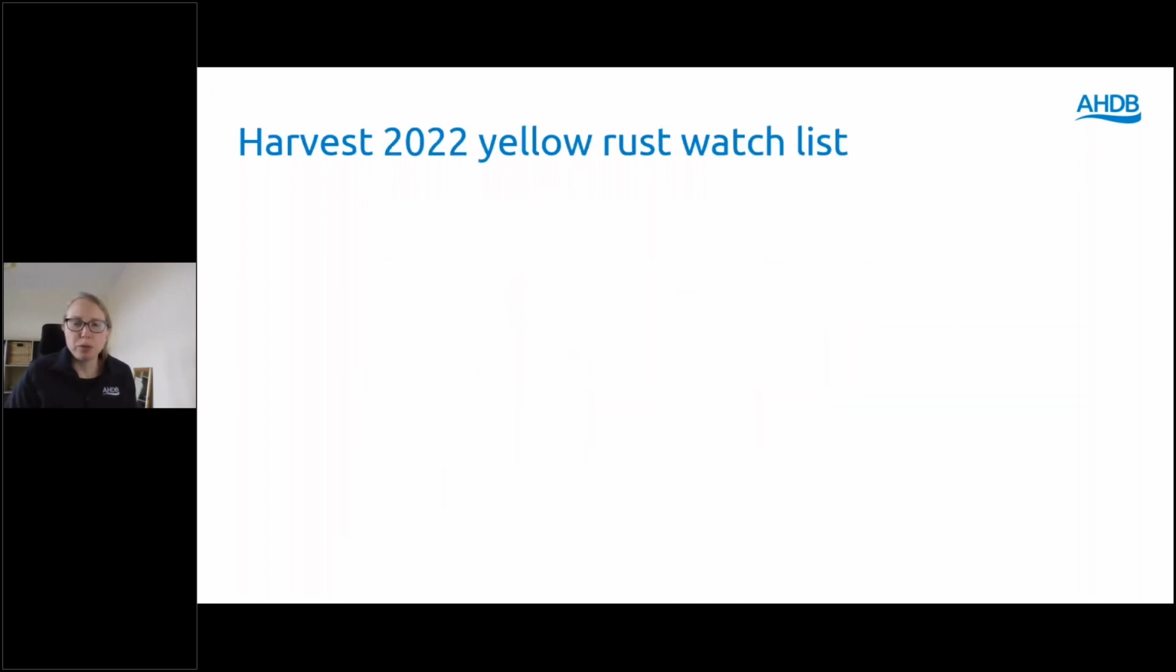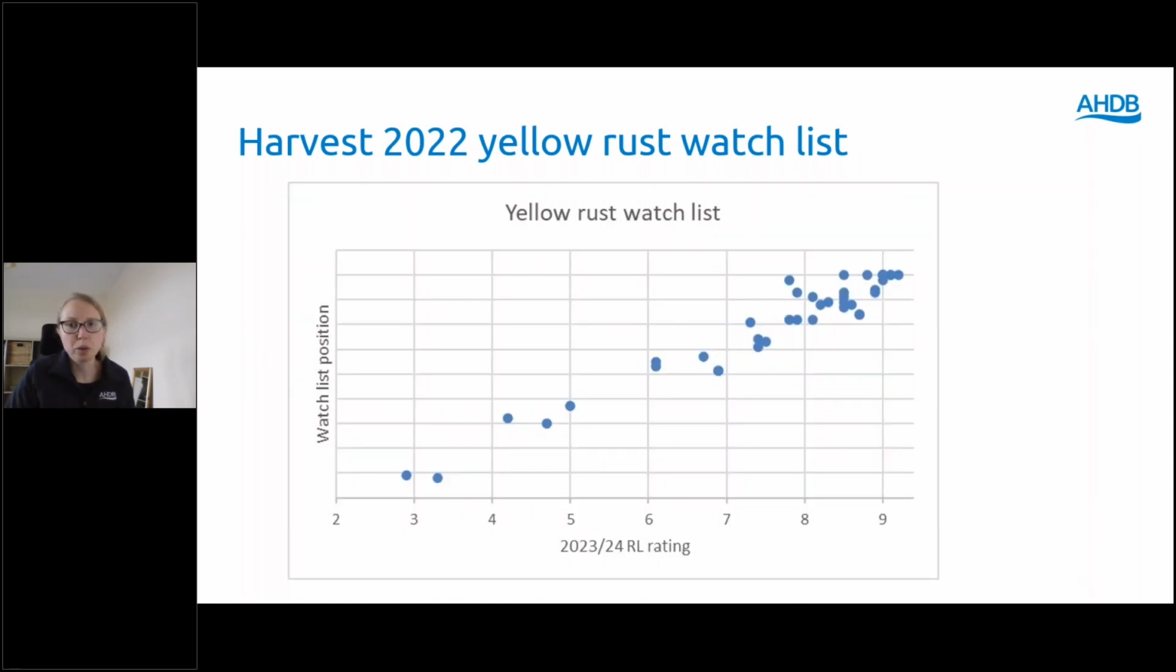So what about the watch list produced from the Harvest 2022 data that might predict performance this coming season? Well, you can see here for yellow rust, the relationship between performance at all sites on the x-axis and performance at the worst 3 sites for each variety on the y-axis. And if you remember, varieties towards the bottom right of the chart are the ones to look out for. And you can see that overall, all varieties are performing as expected.